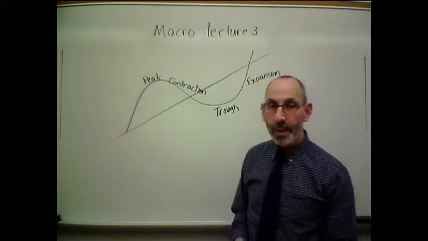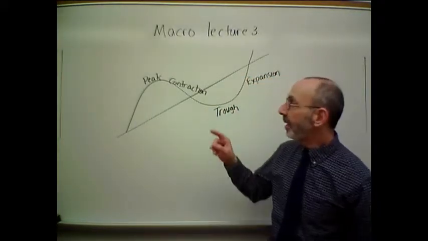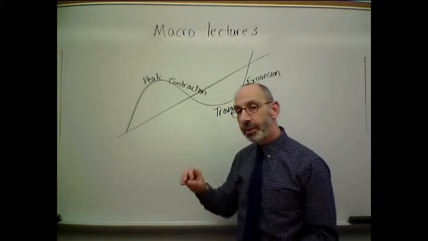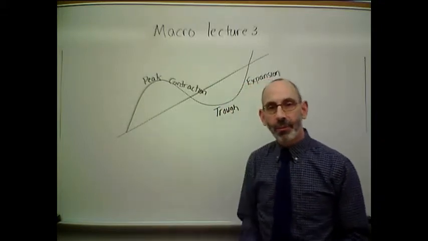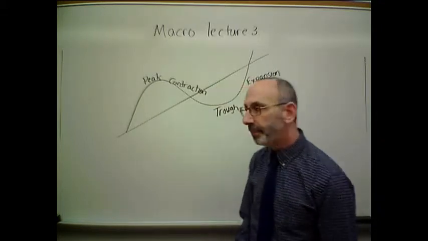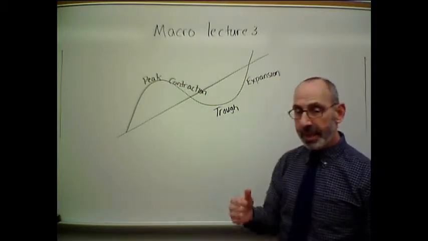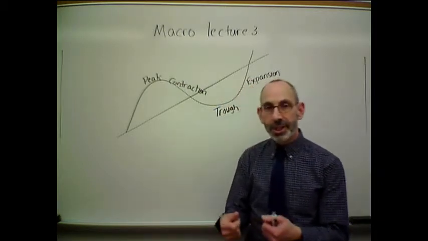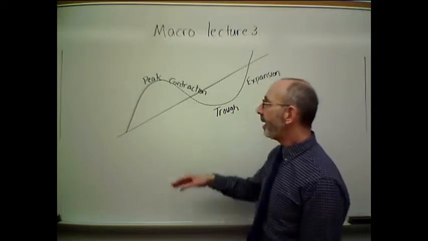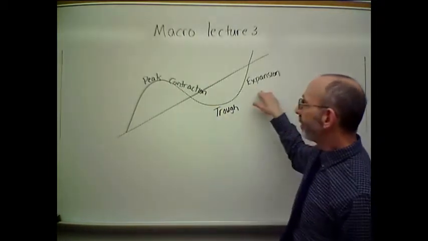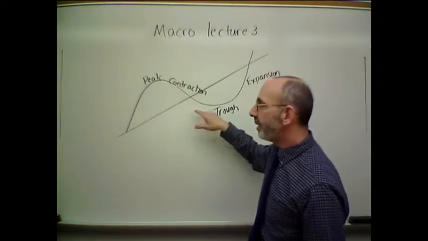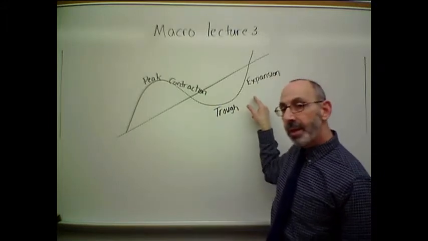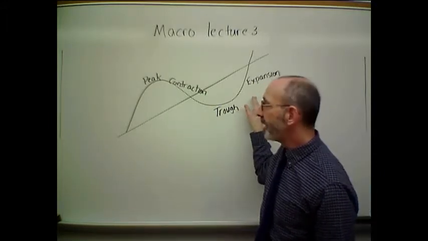This is macro review lecture number 3. We're going to start off talking about the business cycle in a little more detail than what we mentioned in the last lecture. The business cycle, as mentioned in the last lecture, is responsible for cyclical unemployment. And it has four basic parts that need to be understood and memorized for the AP exam.